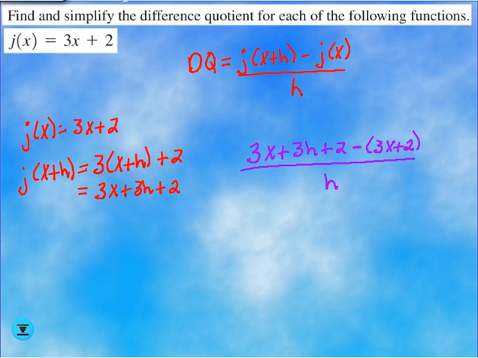Now again, the rest is just clean up. If you did it correctly, these should cancel, 3x minus 3x and 2 minus 2. Leaves me with simply 3h over h.